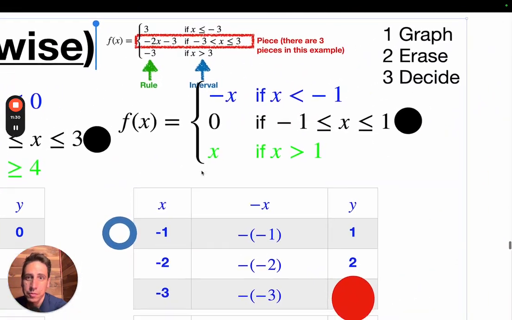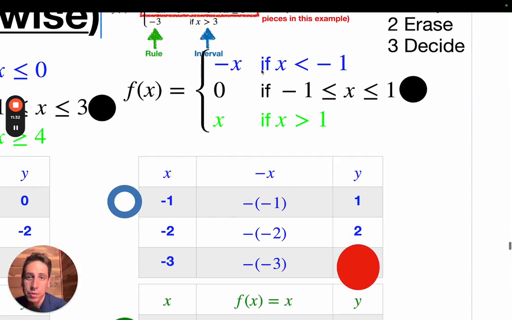Let's take one more example. Okay, here we've got 3 pieces: a top piece, middle piece, bottom piece, blue, black, green. And I want to graph this top piece with a table because it has an algebraic rule here that I have to calculate. I'm going to only choose x values that are less than -1: -1, -2, -3. So, plugging these in, I get 1, 2, and I'll let you figure out what that is.